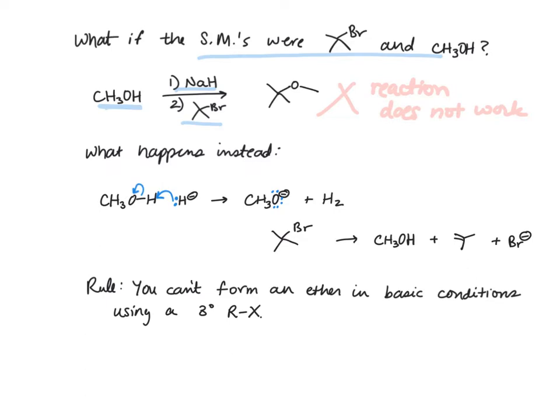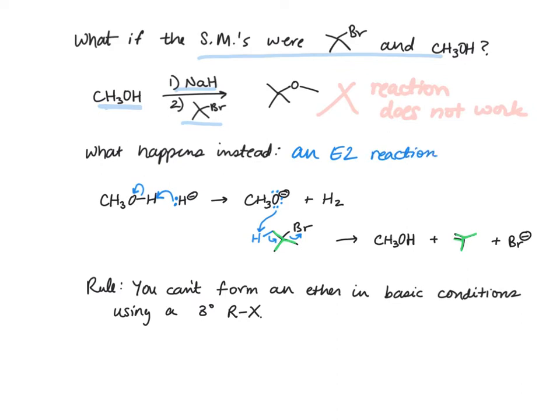Instead, when we have a tertiary alkyl bromide, what we can do is an E2 reaction. So here our methoxide serves as a base that removes a proton, forms a pi bond, and bromine departs. And now we have methanol that's neutral. We have the 3 carbons as part of an alkene, and bromide is the anion. So what happens instead is an E2 reaction.